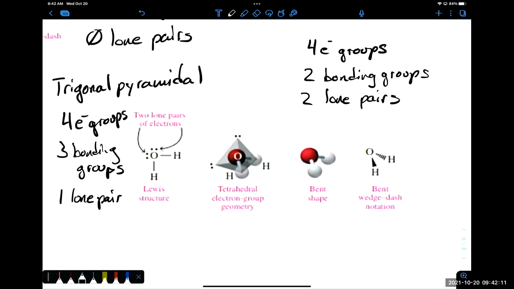But now we only have 2 bonding groups. We have 2 lone pairs. So you get a similar shape, not exactly the same as our previous bent shape. For the terms of this class, I'm calling it the same thing. The angle between there is smaller, but it's still just a bent shape.